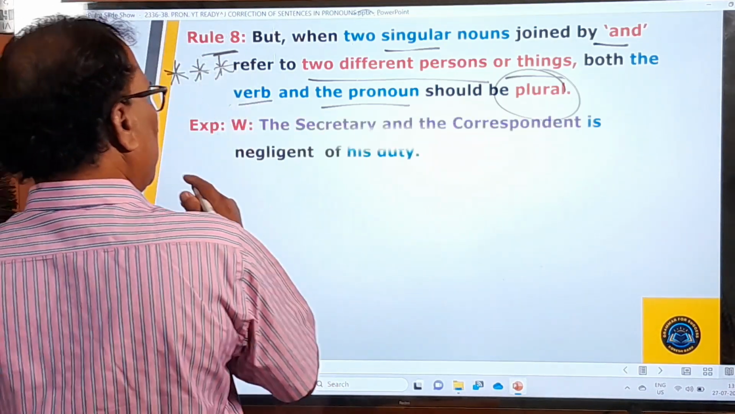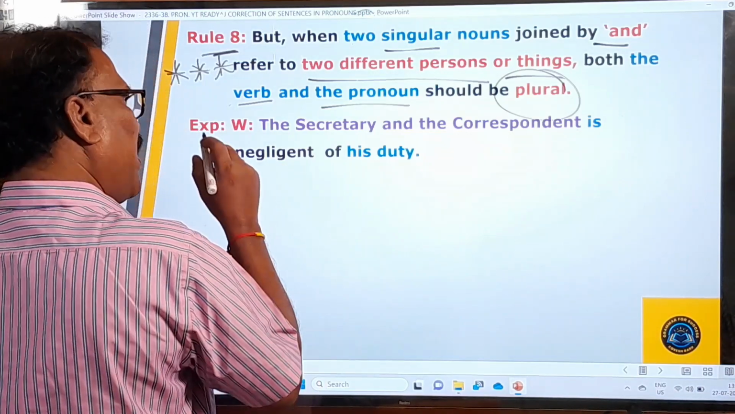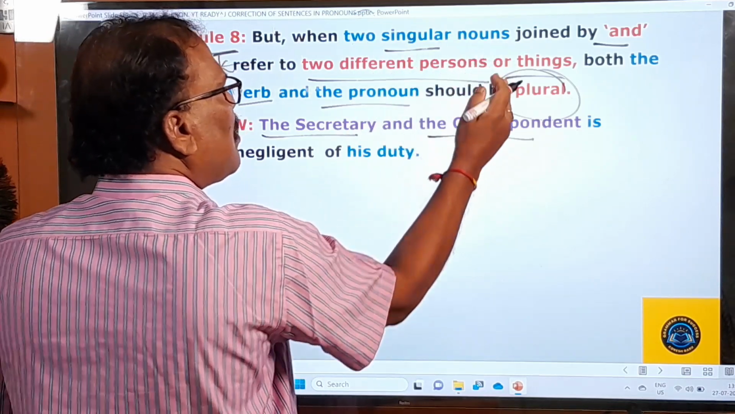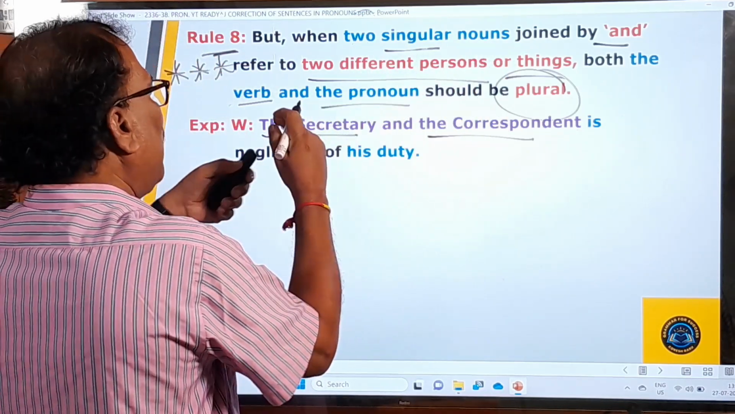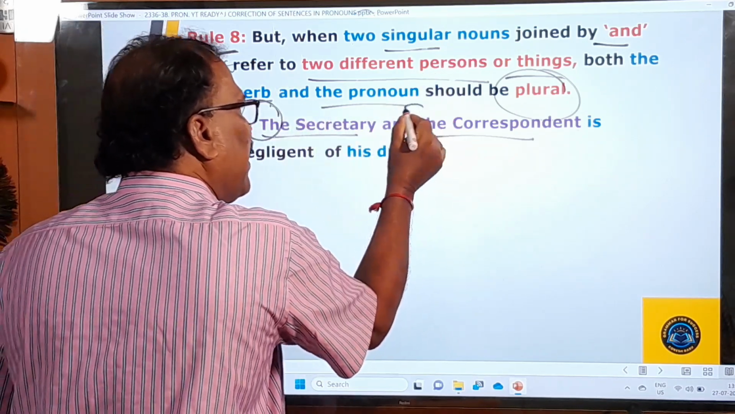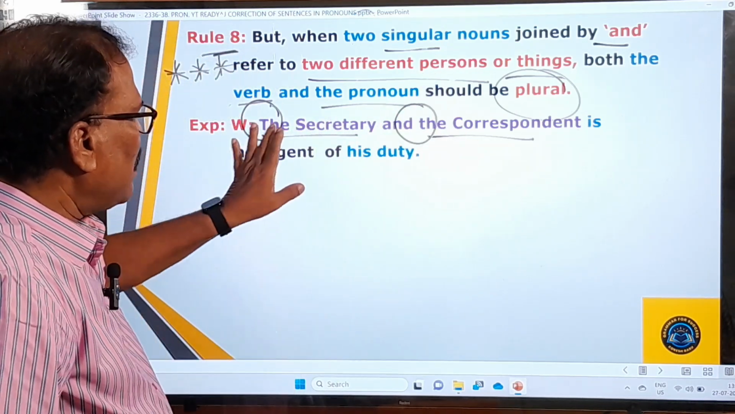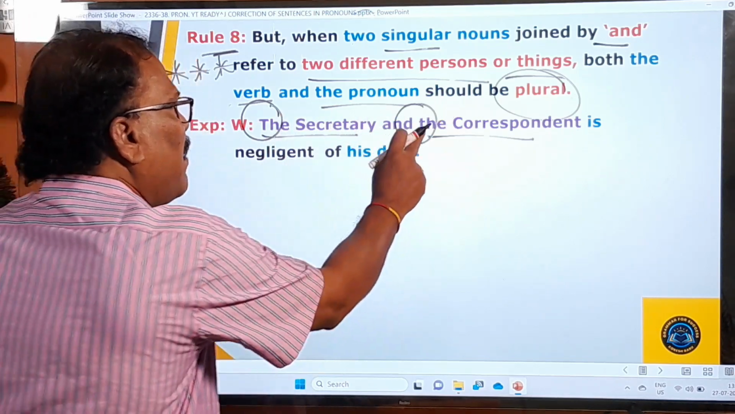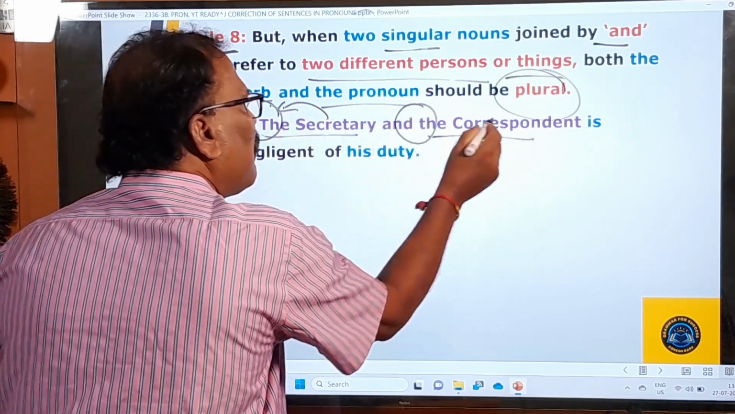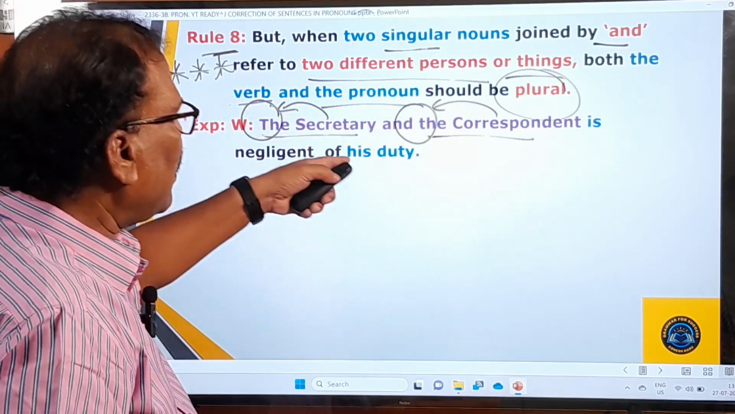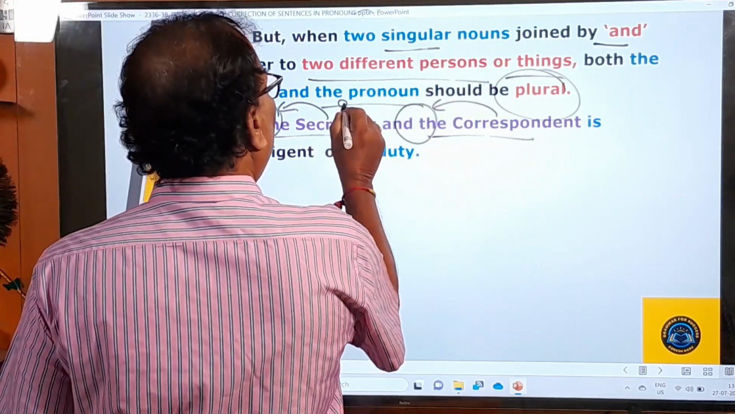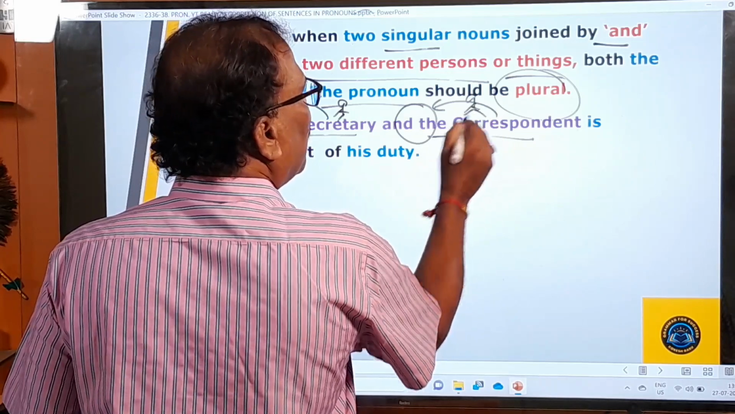So here the same examples I would like to give you to make you understand. So, the secretary and the correspondent. See here, when two singular nouns are joined by "and" and refer to two different persons, what happens? You must use the definite article before each noun. The secretary and the correspondent. This is very important. You have to use the definite article before each noun. How many persons are there? The secretary, one person, and the correspondent, one person.